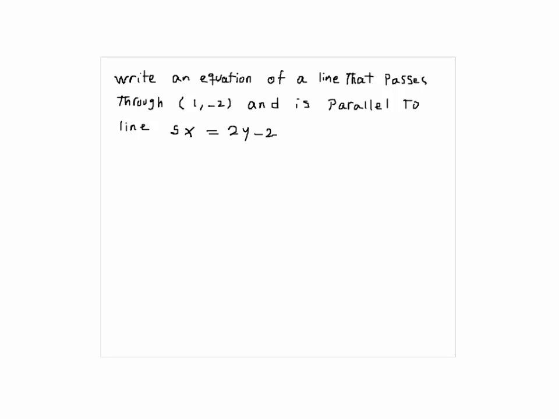Write an equation of a line that passes through this point (1, -2) and is parallel to this line: 5x = 2y - 2. What would be the first step to write the equation of the line? Anyone?